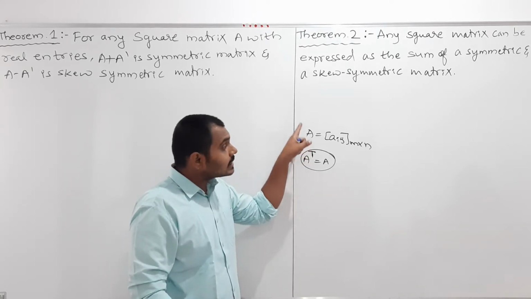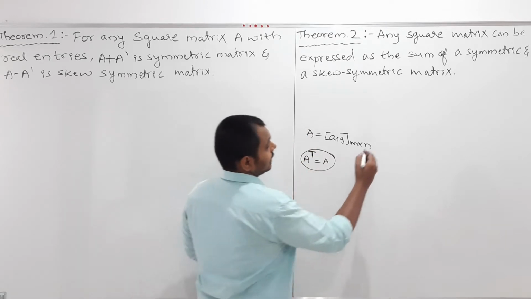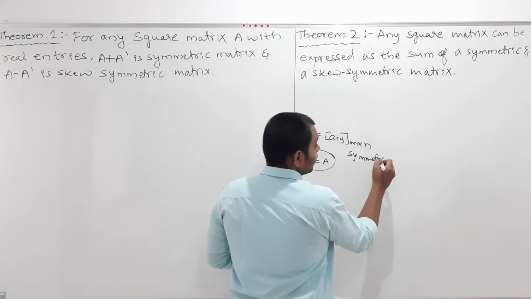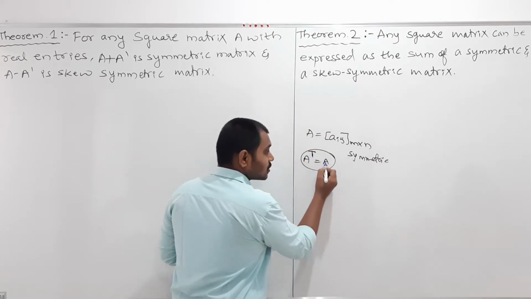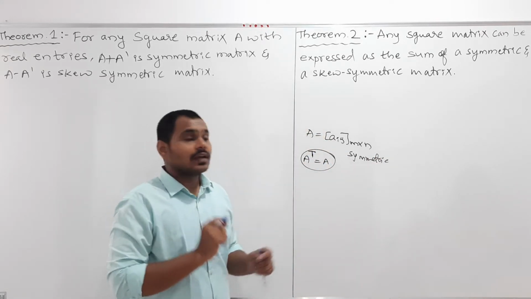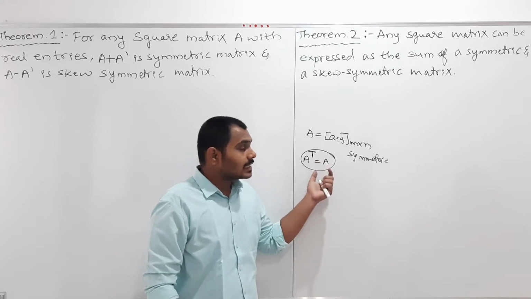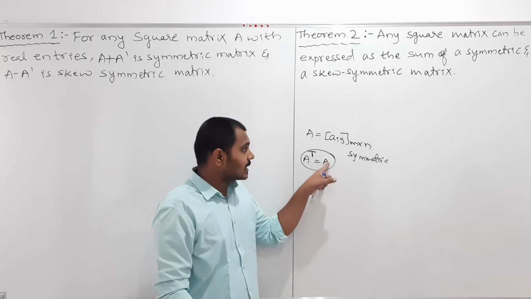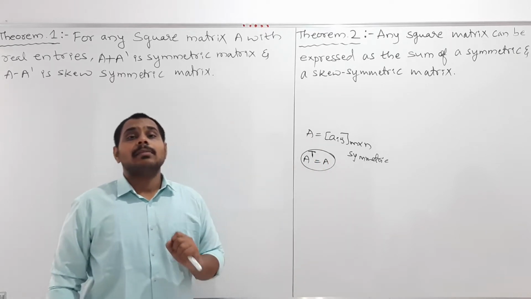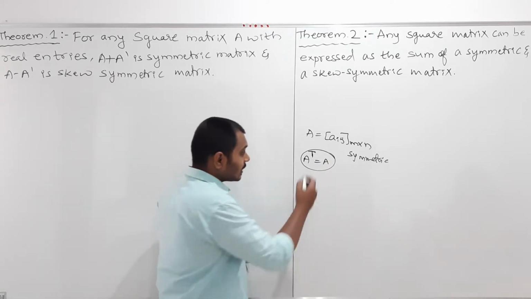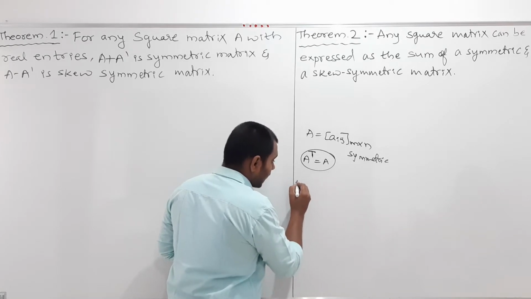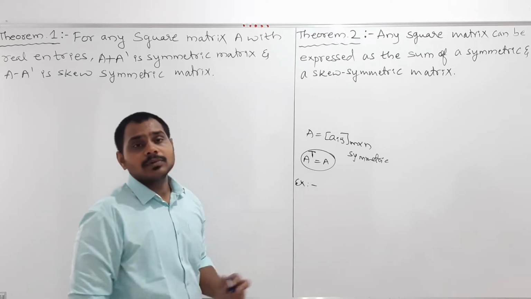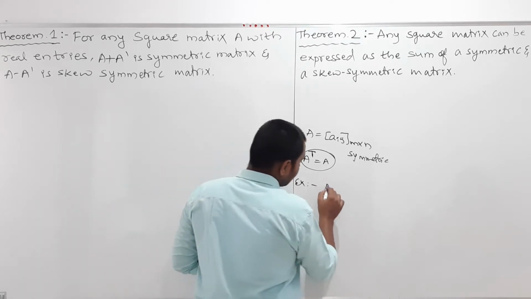Now a matrix A is said to be symmetric if A transpose is equal to A. If this condition is satisfied, then we can say that A is a symmetric matrix. This is one definition, and I also gave you some examples. Now I will again take one example.